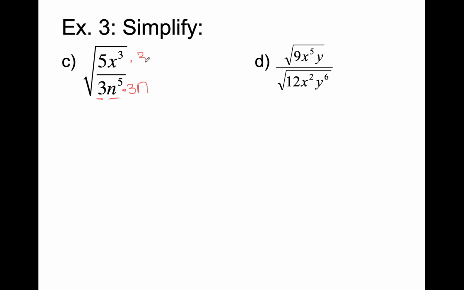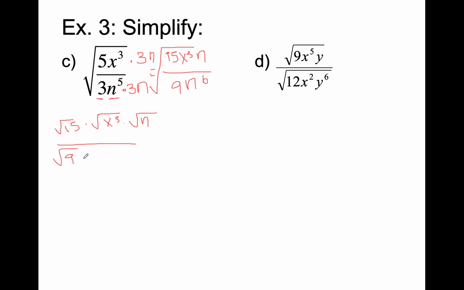I'm going to do the same to the top. So I'm left with the following radical. 5 times 3 is 15, so 15 x cubed n all over 9n to the 6th. I'm going to start breaking into radicals. So this is the same as radical 15 times radical x cubed times radical n over radical 9 times radical n to the 6th.